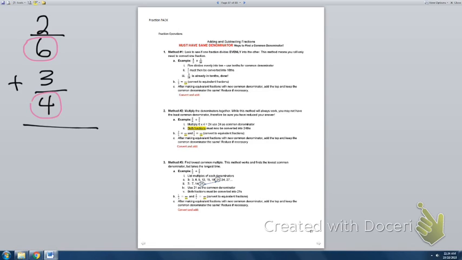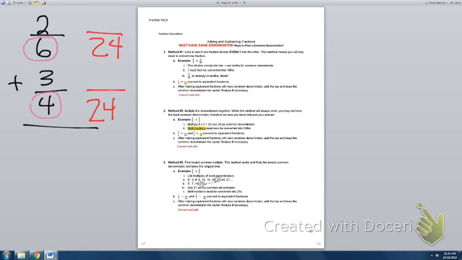This method is simply to multiply the 2 denominators. That will work every time. You can always multiply them together. It might not be the least common denominator, but it is a legal common denominator, and we're going to do that. We're going to multiply 6 and 4, which is 24, and that's going to be our common denominator.